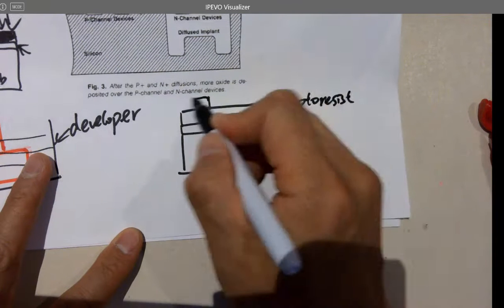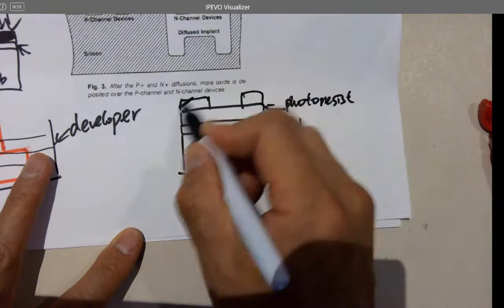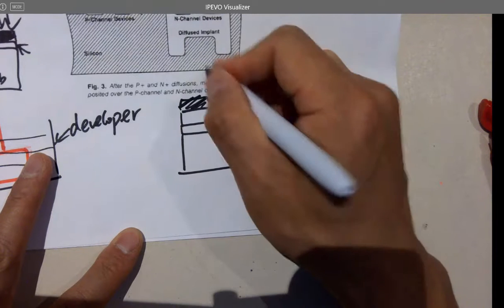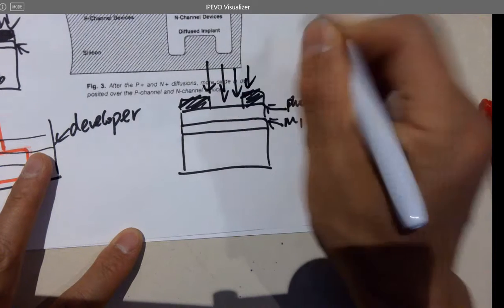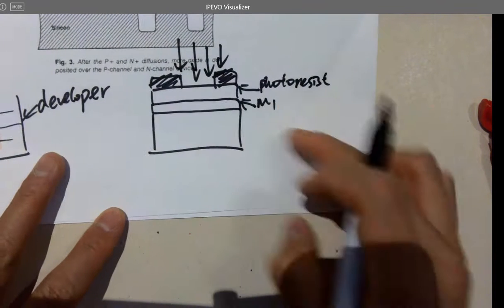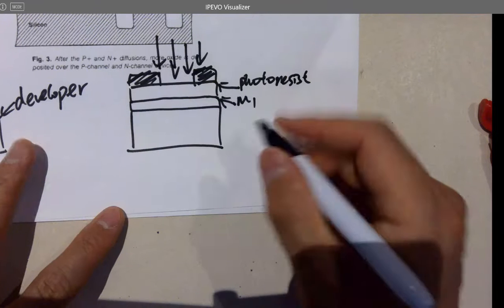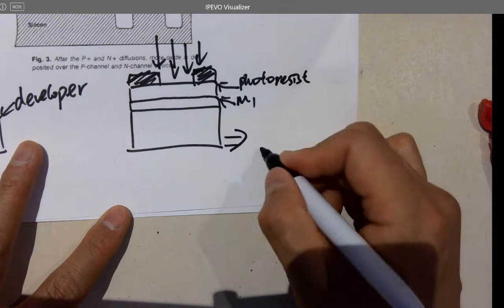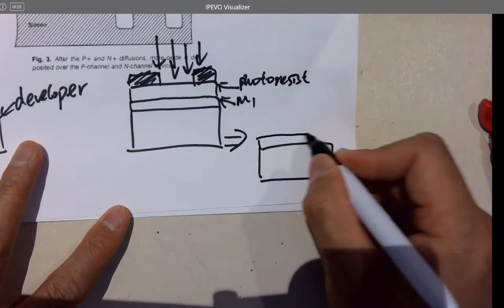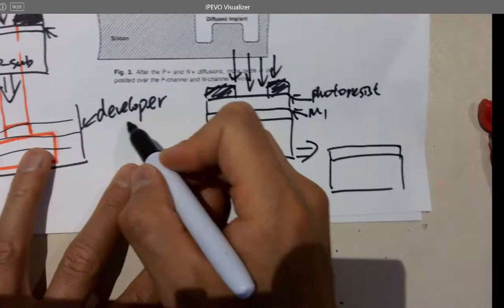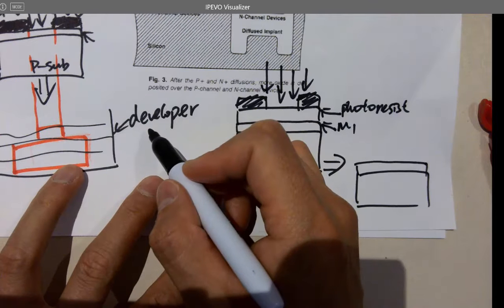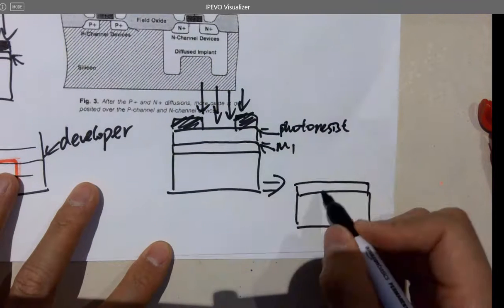And then I do mask, and then UV, all right, then developer. Okay, so what's gonna happen after that, after developer, is I still have this metal layer on the top because the developer is an organic solvent, it's not an etching agent. So I still have metal one here.